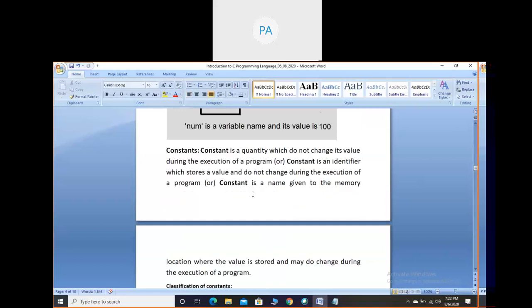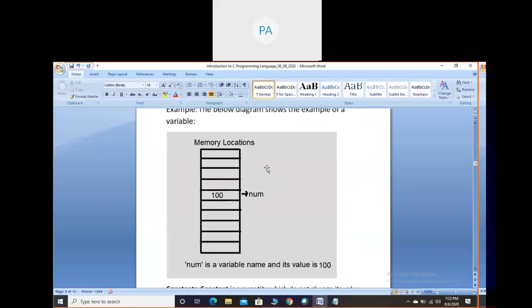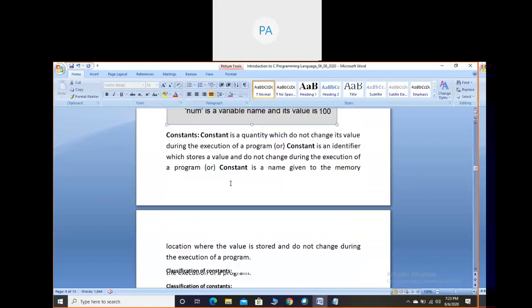Again, a constant is a name given to the computer memory location where the value is stored and does not change. It is not 'may change', it will not change, during the execution of the program. If you consider this memory location num as a constant, then this value will be fixed. If you consider this num as a variable, then this value can change. So this is the constant definition.